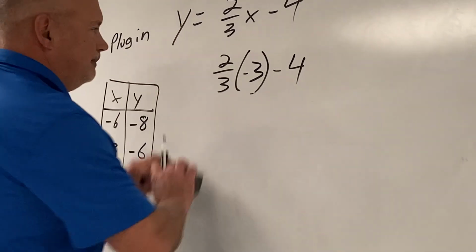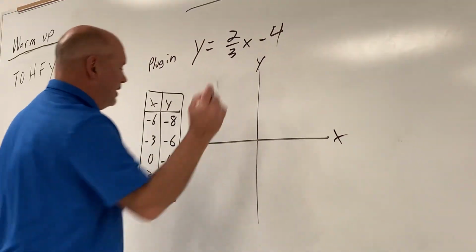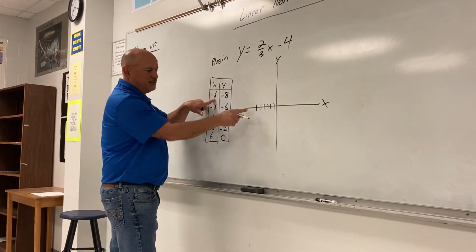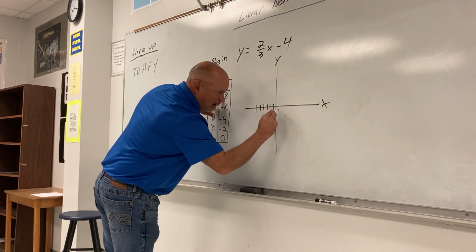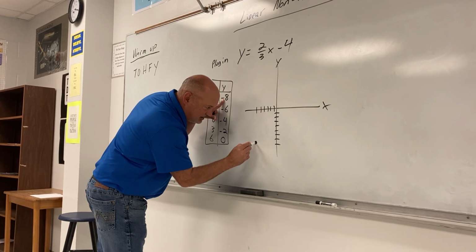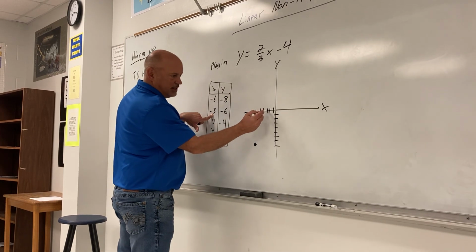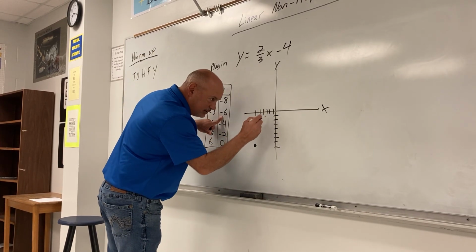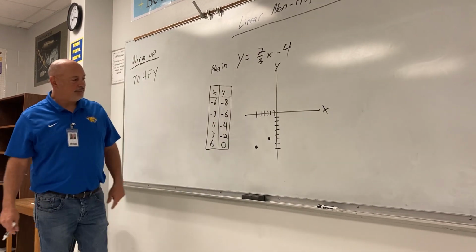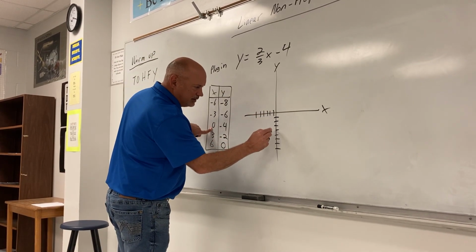All right, let's graph it. Here's my X, here's my Y. I need to go to -6 on the x. Here's -6. And go down to -8 on the y. -6, -8 is way down here. Let's go to -3. There's -3. Go down to -6. Right here. Let's go to 0 and go down to -4. 1, 2, 3. There's -4.